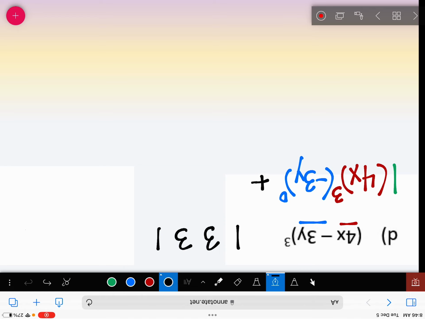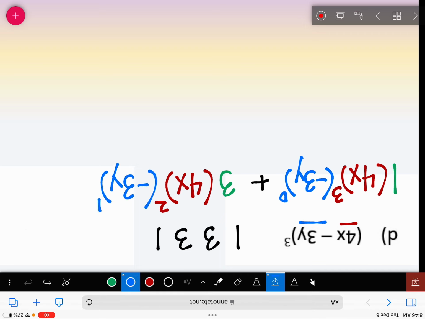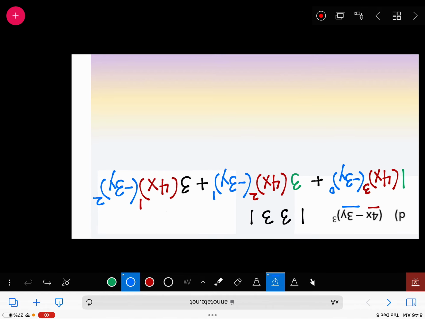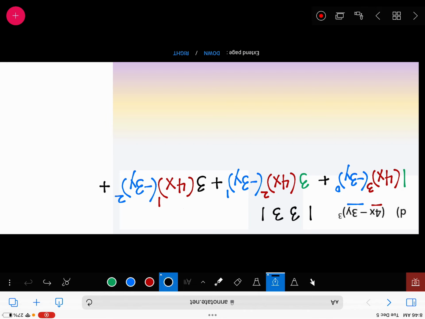And then we have plus. Then my next coefficient is a 3. And I have 4x to the power of what? 2. Negative 3y to the power of 1. Plus 3 again. 4x is going to be to the power of 1. Negative 3y is to the power of 2. And then our last term plus, I meant to write this in green. Hold on. That should be green. Okay. And then we have 4x to the power of 0. Negative 3y to the power of 3.